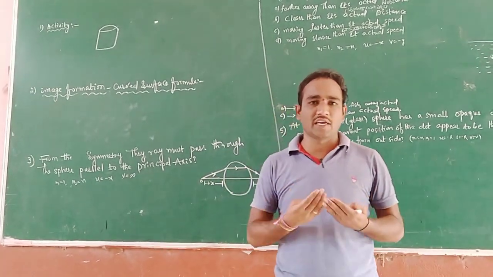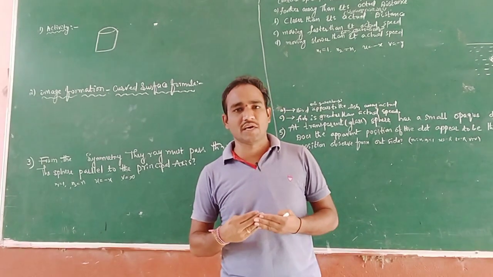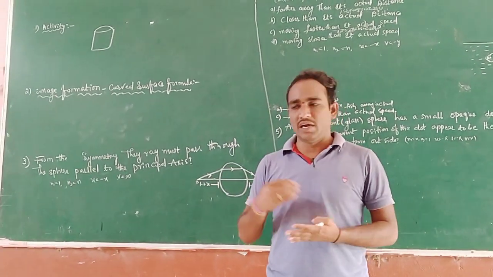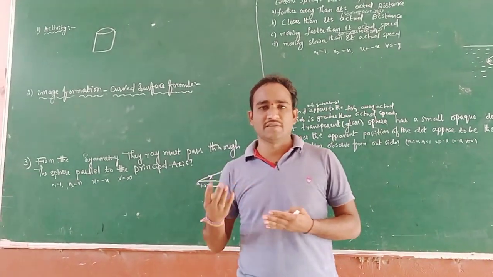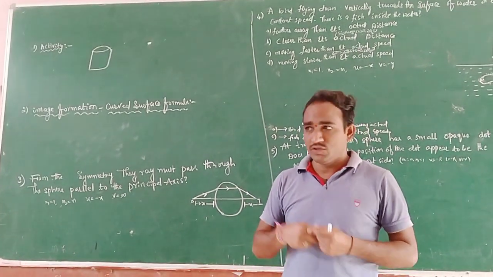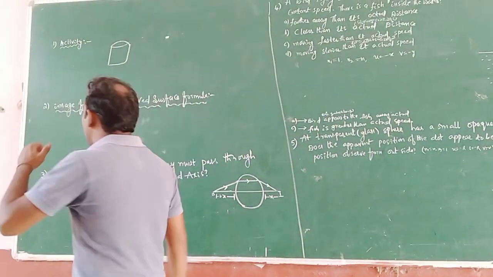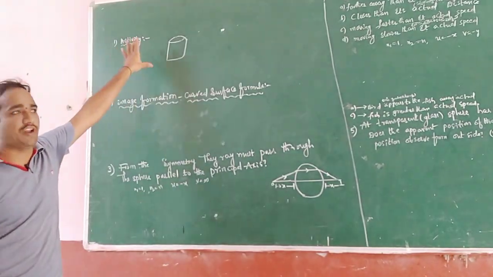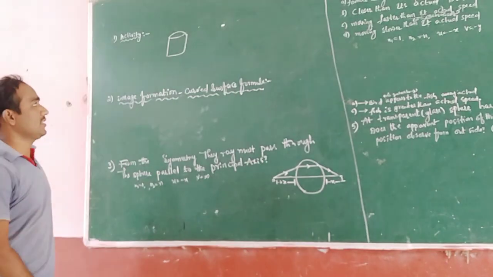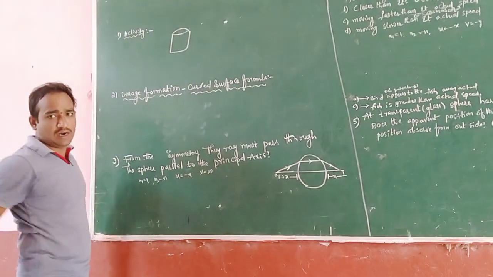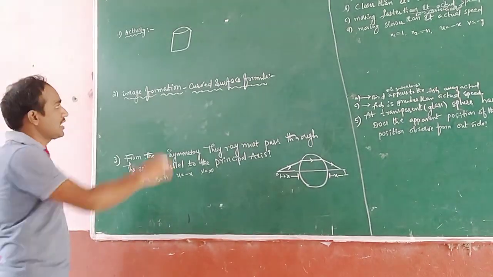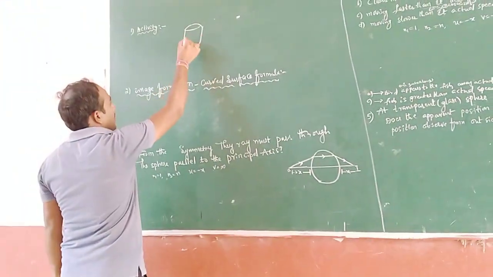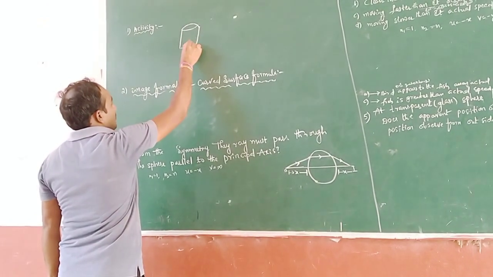So how do the rays behave? In a few of the diagrams the rays are towards the normal and in a few they are away from the normal. So today we are discussing just one activity, the activity based on the refraction of light. See here, I have to take one glass tumbler, and we have to keep it in water.